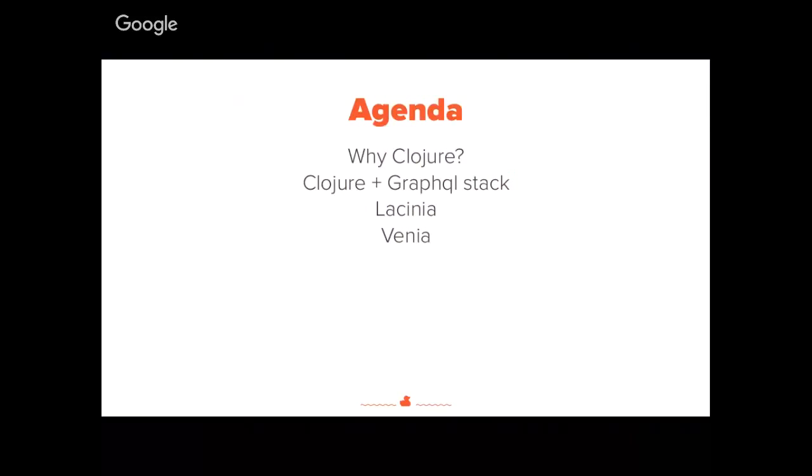So first I'm gonna talk a bit about Clojure. How many of you, by the way, know what Clojure is, have some experience, except you because you have a Clojure t-shirt? Two. You do have experience, you know what Clojure is, right? Then I'm gonna dive deeper into the Clojure and GraphQL stack, and I will show in more detail two interesting libraries, Lacinia for backend and Venia for frontend.